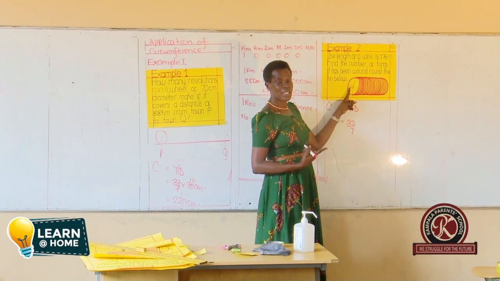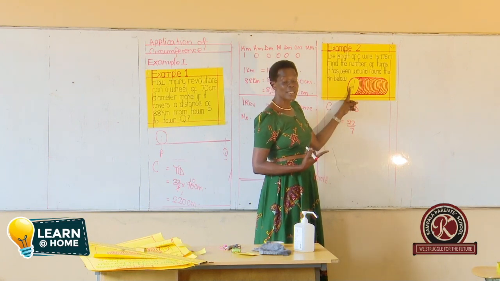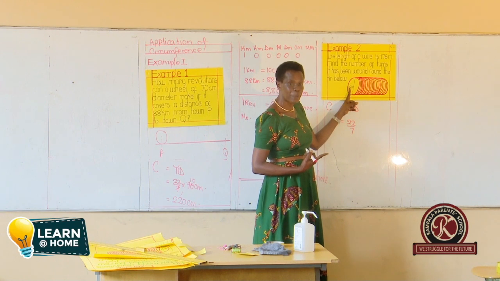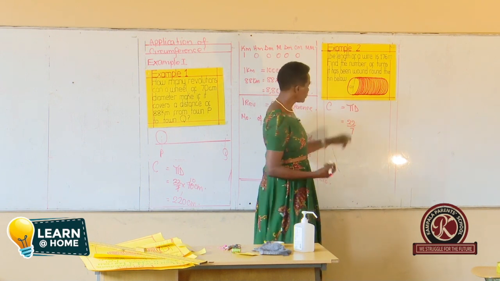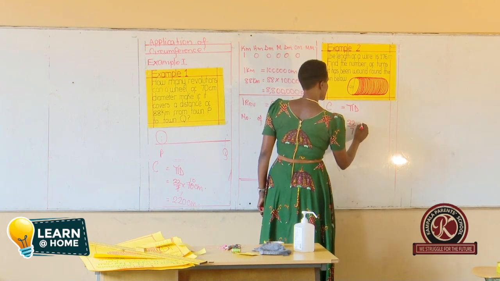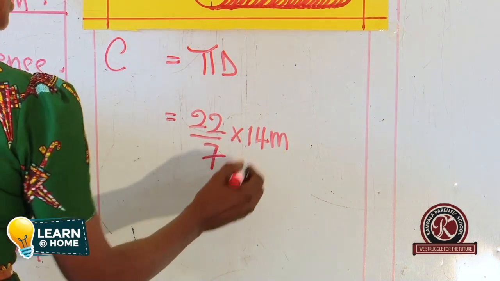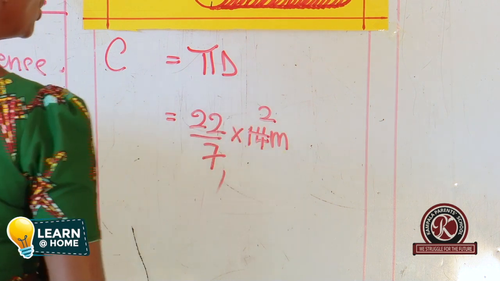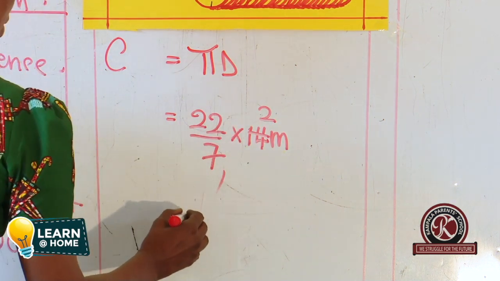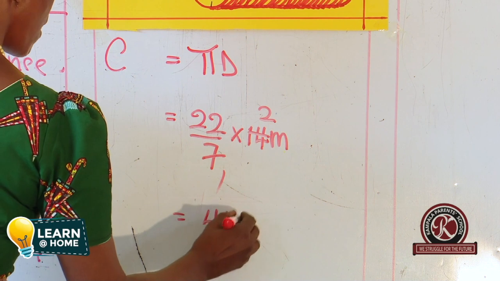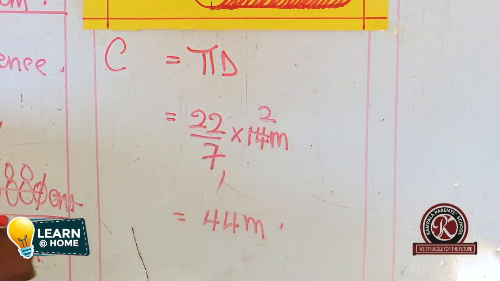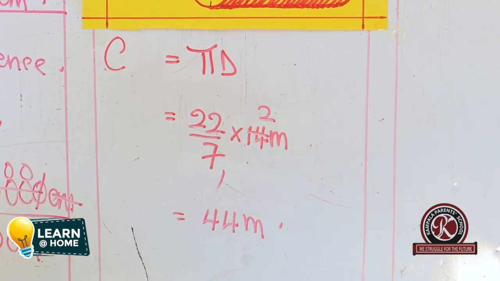The diameter is the one which is 14 meters. And 14 is a multiple of 7. So I multiply this times 14 meters. By 7 once, by 7 here, what do I get? 2. So 2 times that I get 44 meters. 44 meters. And that is the circumference. I go direct. Where am I going next?